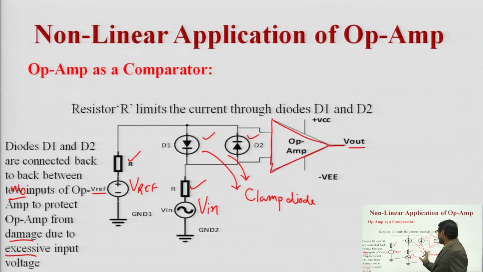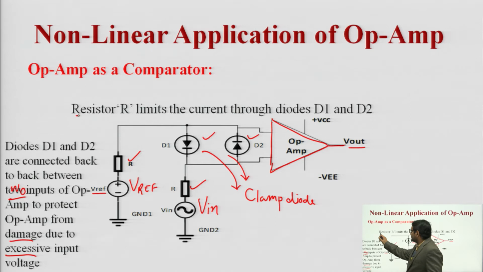and it acts as a clamp diode, because it fixes the input terminal of the op amp at either plus 0.7 volt or minus 0.7 volt. In the case of a silicon diode, it can be fixed to 0.7 or minus 0.7. It depends upon which diode is forward biased and which is reverse biased.